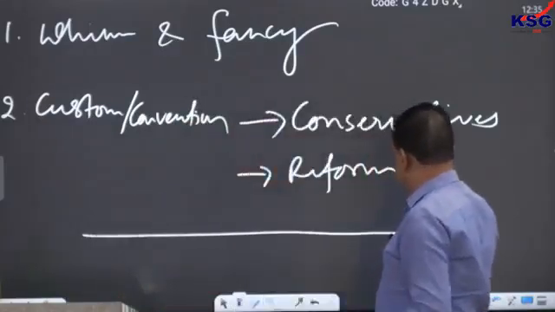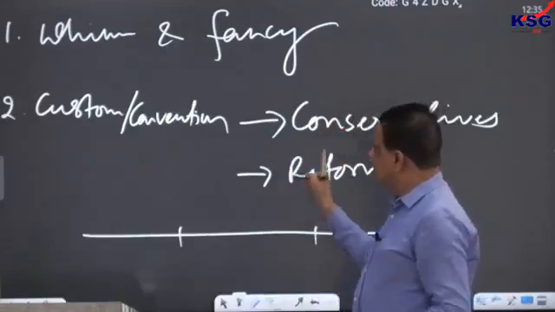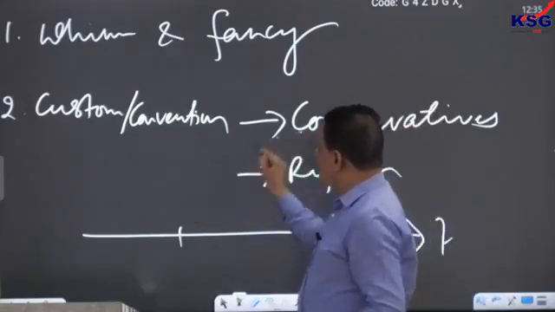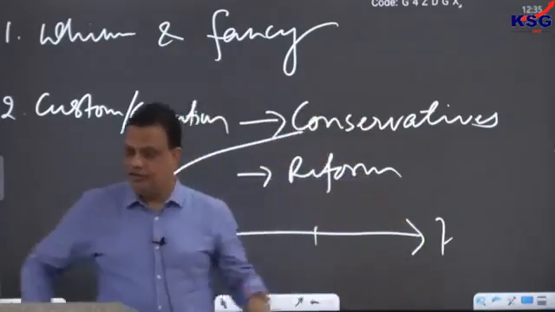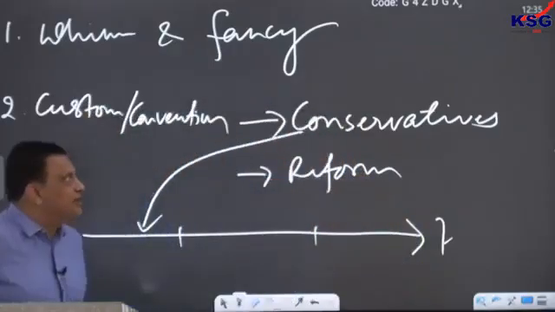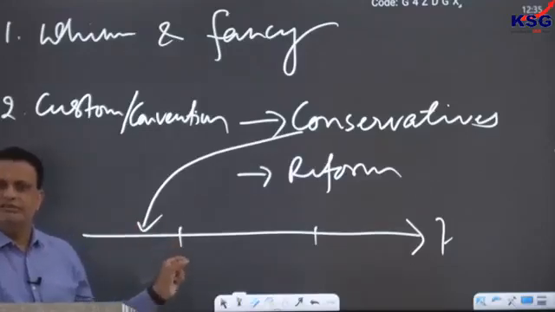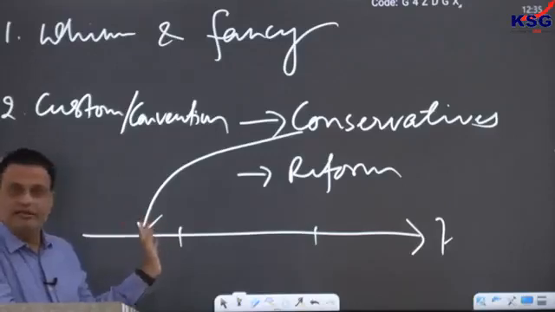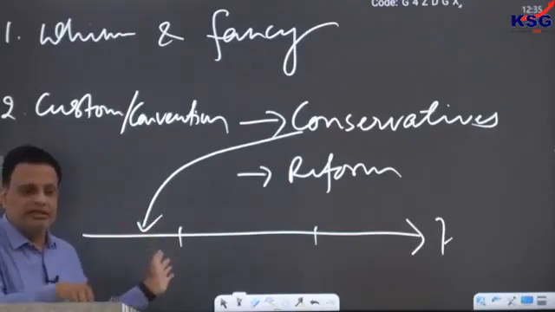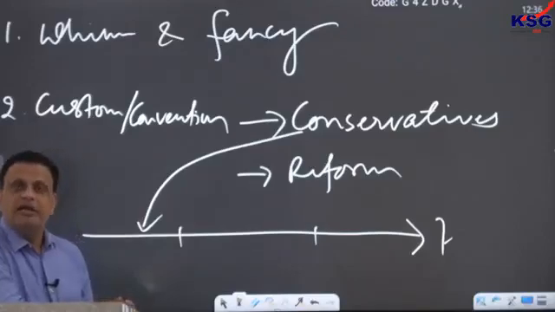Suppose, for example, this is time. Then we can divide the British rule into three time frames. The first phase of British rule was the phase of conservatives. That was the time when conservative philosophers like Edmund Burke, etc., were extremely influential. So, initial East India Company administrators were strongly influenced by people like Edmund Burke.